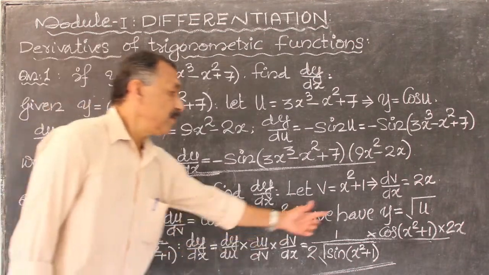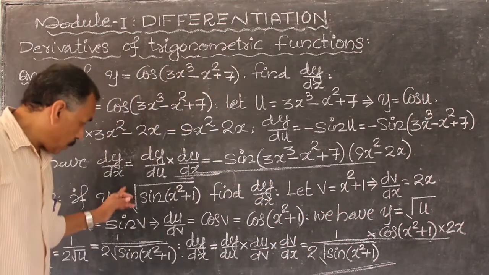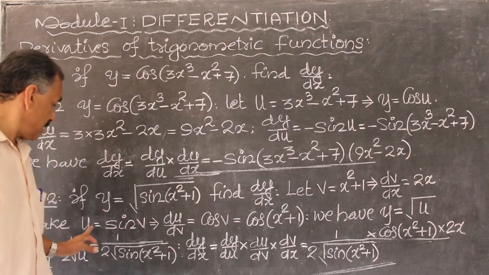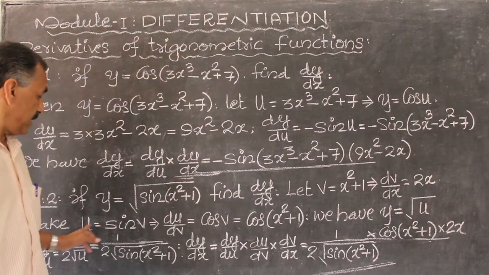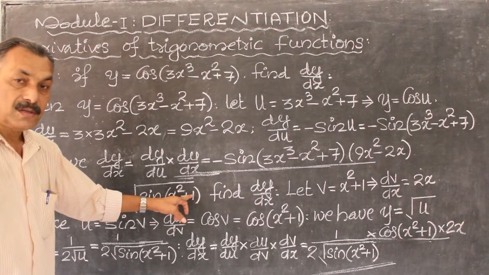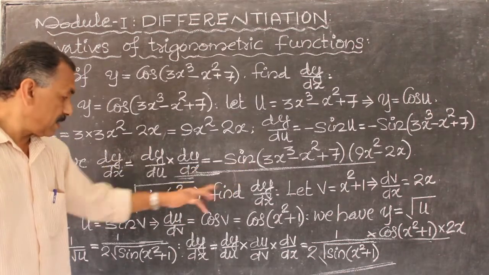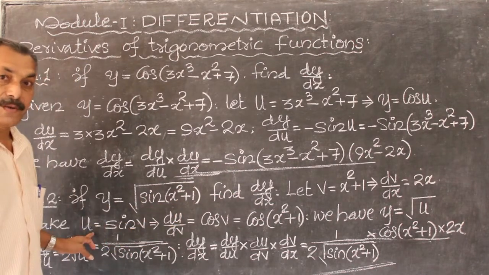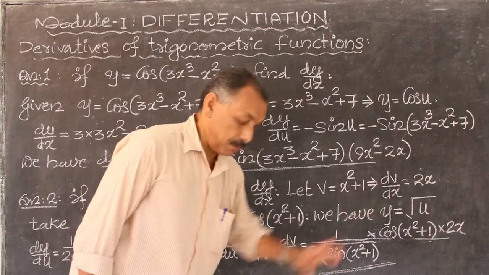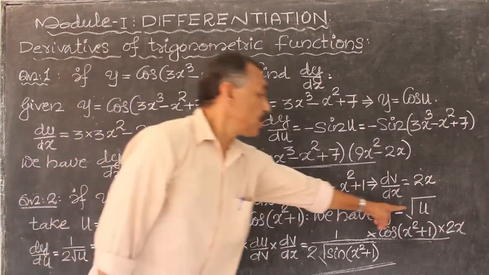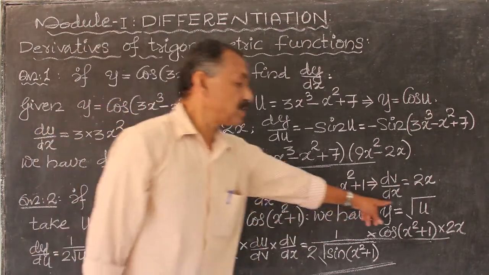Here, what is y? Y is equal to root of sin of x square plus 1, that is root of sin v. Sin v is equal to u. That is, y is equal to root u. Then y is a function of u.